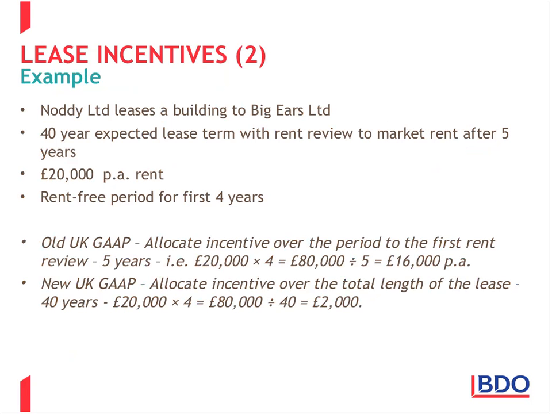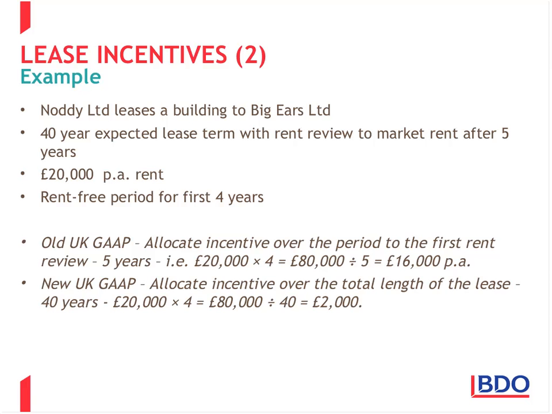So let's look at an example. Noddy leases a building to Big Ear. The lease term is 40 years with a rent review to market rent after 5 years. The rent is £20,000 per annum, with a rent-free period for the first 4 years. Under old UK GAAP, we would have worked out the incentive, which is 4 years at £20,000, which is £80,000. We would then have spread that over 5 years, which is £16,000 per annum.